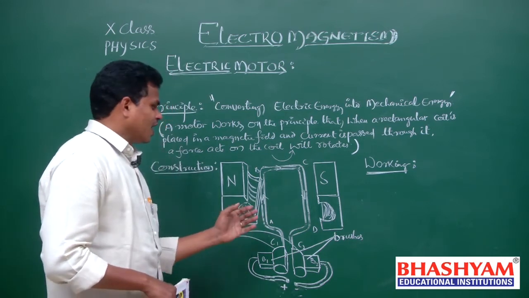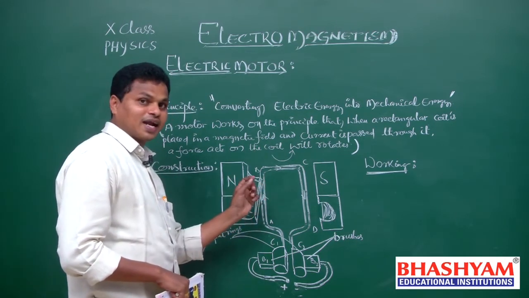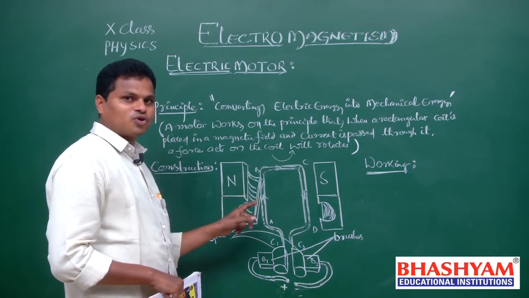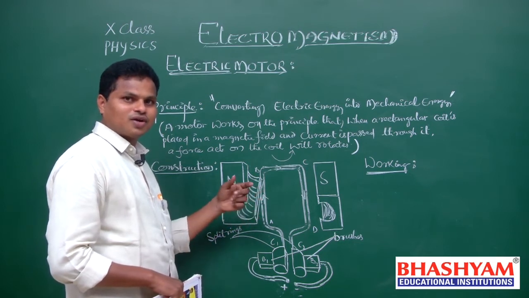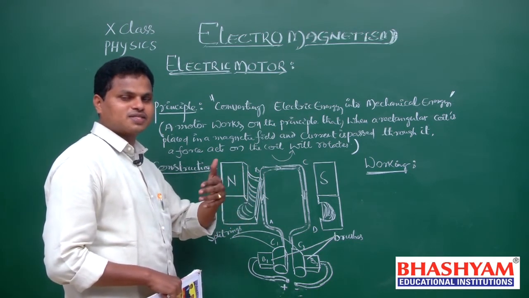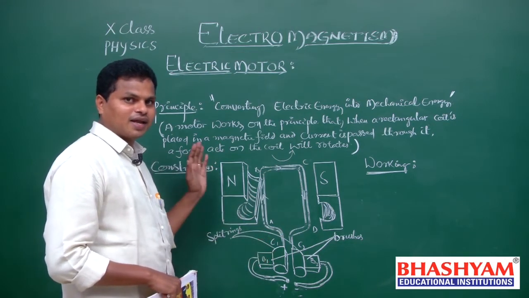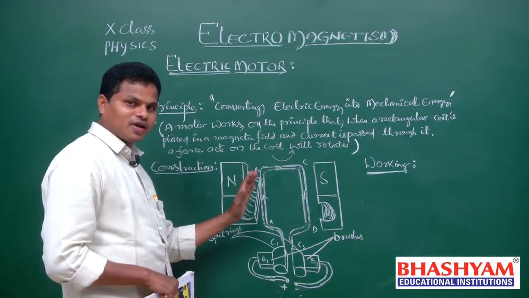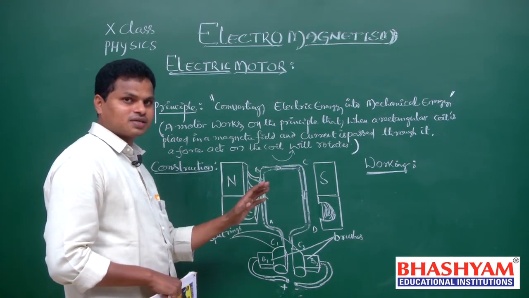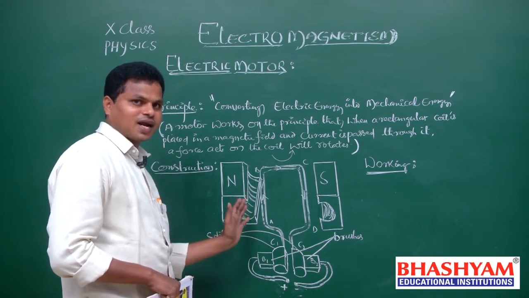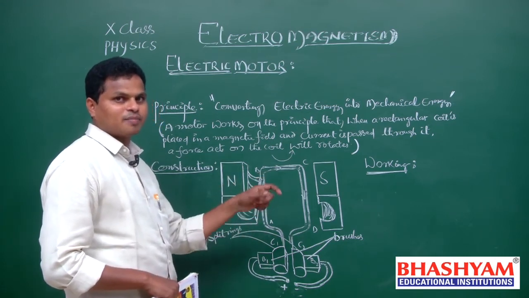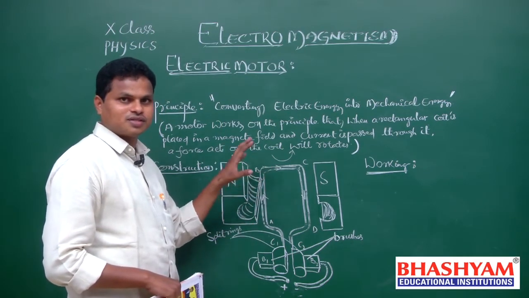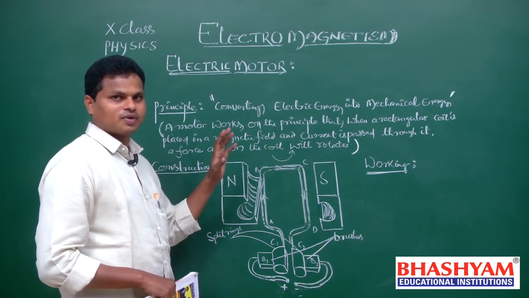Here, current passing means electrical energy. When the current passes through the coil, the force acting on it rotates the coil. Rotation means mechanical energy. Electrical energy is converted into mechanical energy. Electric current passes, electrical energy; the coil rotates, mechanical energy. This is the principle, this is the working.